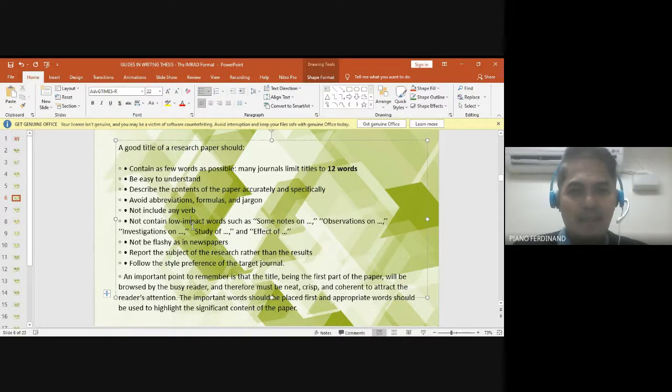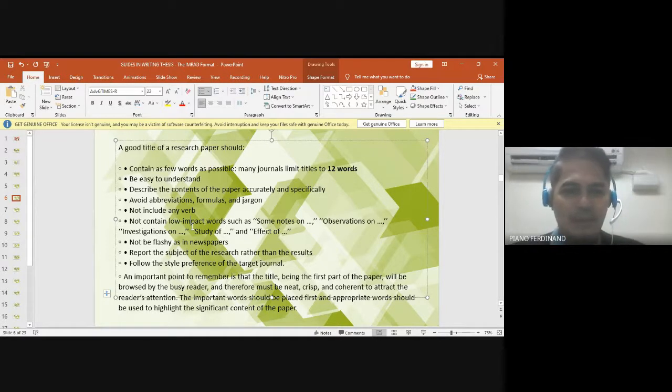Okay? Next is not to be flashy as in newspapers. Okay? Not be flashy as in newspapers, no? Parang headline sa isang tabloid, no? So, wag po dapat ganun yung impression ng ating research title.